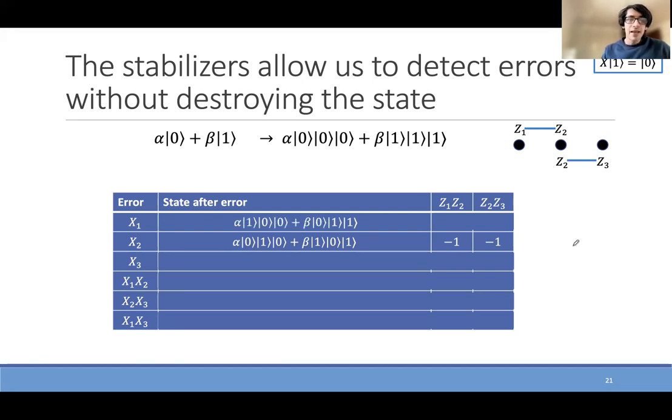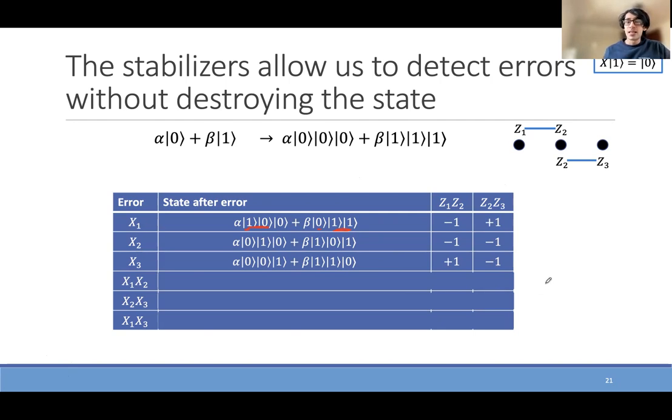So if an X1 error happens, that flips the first qubit. So then if an X1 error happened, what is the value of Z1 times Z2? And what's the value of Z2 times Z3? Right, so the value of Z1 times Z2 is -1, and then the value of Z2, Z3 is 1. These two disagree, so we get a -1, but these two still agree, so we get +1. And similarly, if we have an X3 error, we flip the last qubit, and flipping the last qubit doesn't affect Z1, Z2, but it affects Z2, Z3.